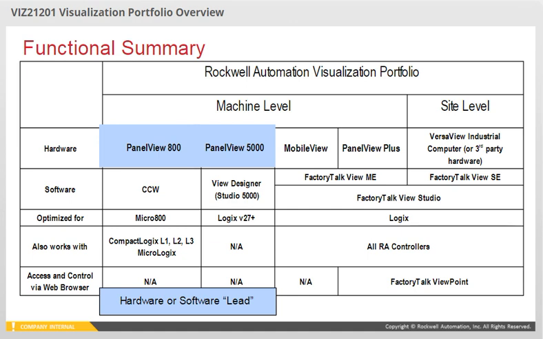This platform represents the future of machine-level HMI for Rockwell Automation. It is optimized for Logix controllers and is configured in Studio 5000 View Designer, part of the same software platform used to configure Logix controllers. The PanelView 5000 takes Logix integration to yet another level.